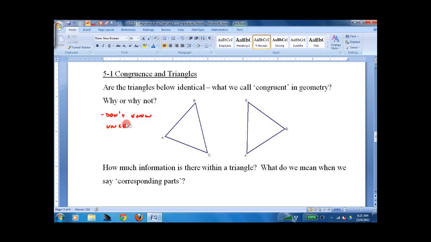Unless we see things like this. Those angles are congruent. Those angles are congruent. And those angles are congruent. And now we still don't know because we've only got 3 angles.